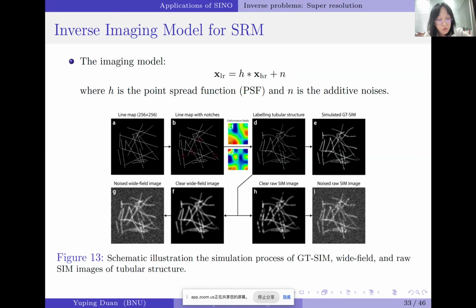The forward imaging model is simple. Here, the low resolution image is obtained by convolving the high resolution image by the point spread function, and then adding a noise function. So the inverse problem is to recover the high resolution image from the blurry and noisy observations.